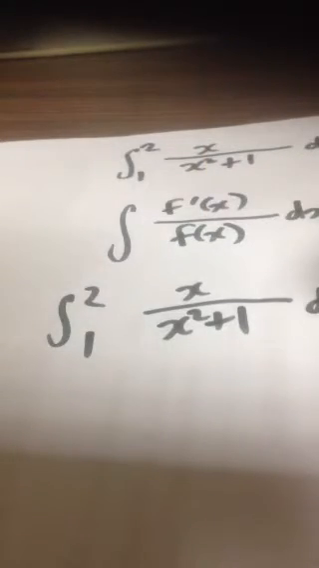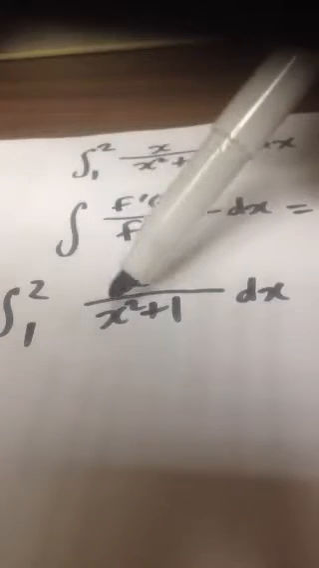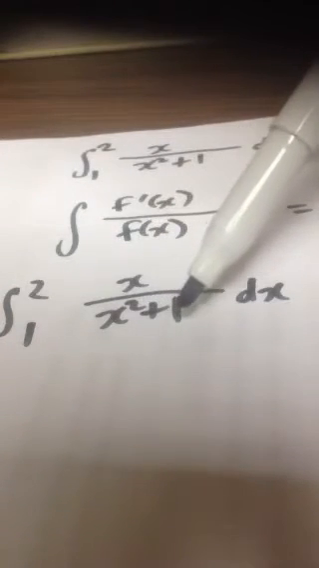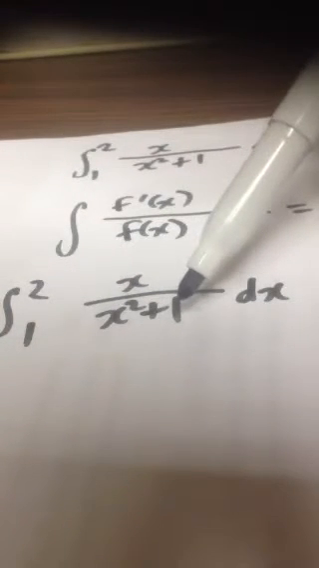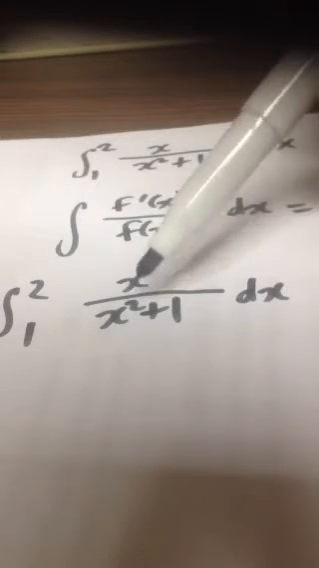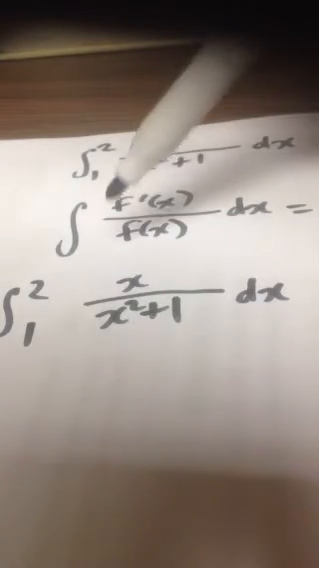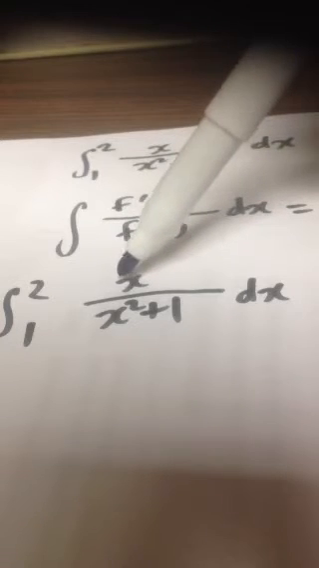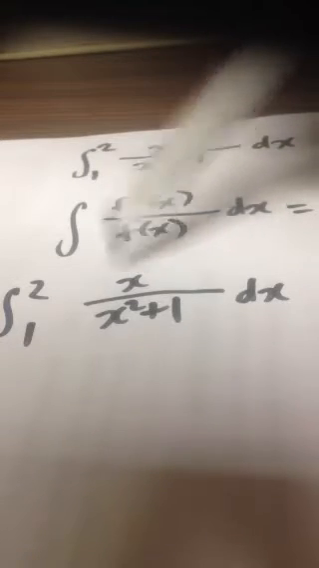Coming back to our problem, so we're going to integrate between 2 and 1 the fraction x over x squared plus 1 with respect to x. And again, we will notice that the first derivative of the denominator, which is x squared plus 1, is going to be equal to 2x. Now, is 2x a scalar multiple of x? Yes, it is. It's x times 2.